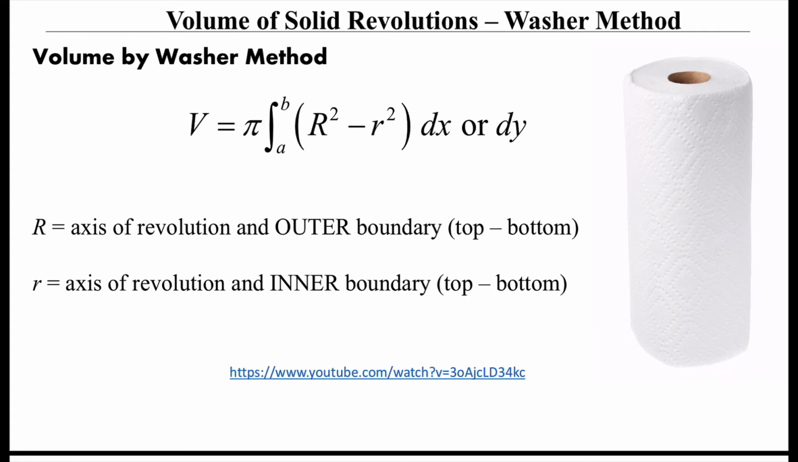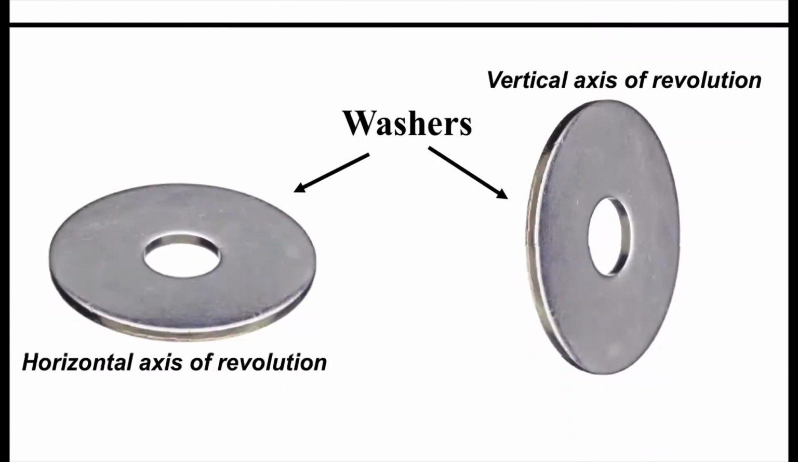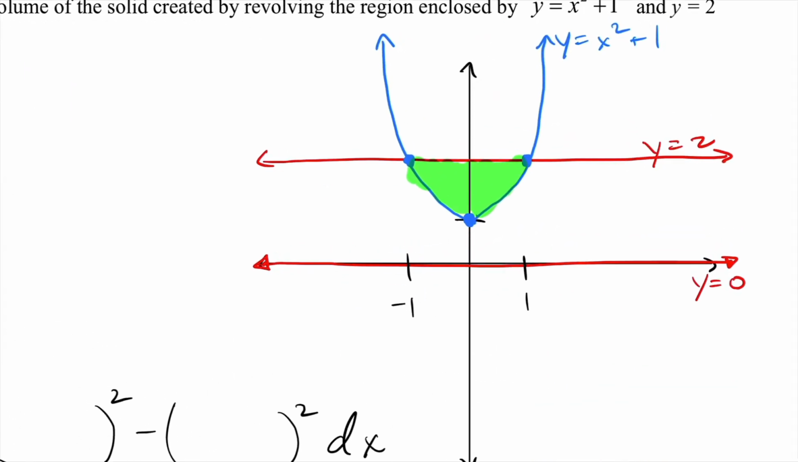Big R goes from the axis of revolution to the outer boundary, top minus bottom. We always start with the axis of revolution and then go to the outer boundary. So let's go there. I want you to put your pencil on the axis of revolution.